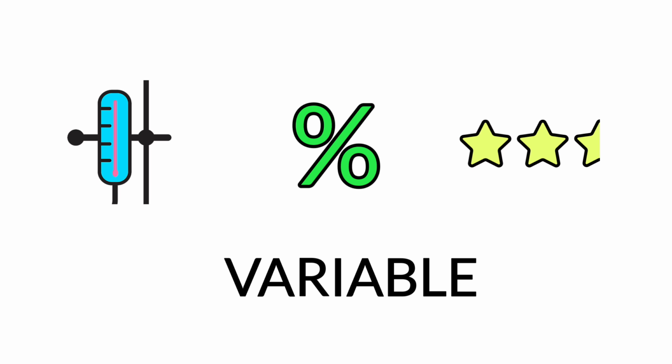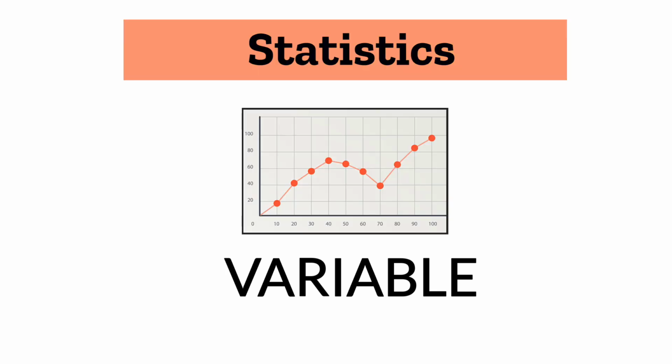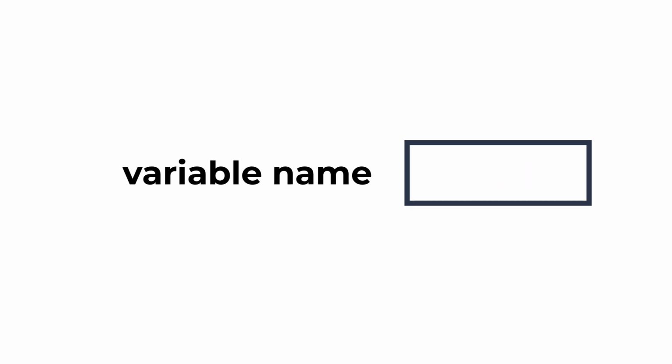The term variable means different things in different fields. In mathematics, a variable is an unknown value. In statistics, independent variables are values that can be changed to test their effect on dependent variables. But in computer science, a variable serves as a named location for storing data. A programmer can give a variable a descriptive name of their choosing.